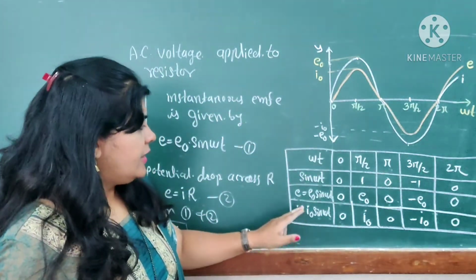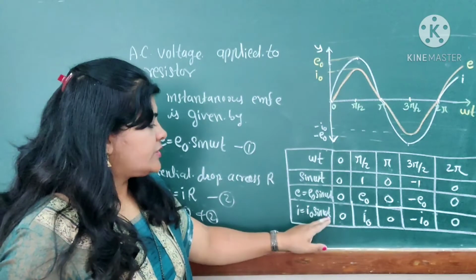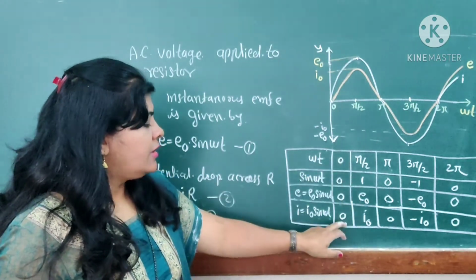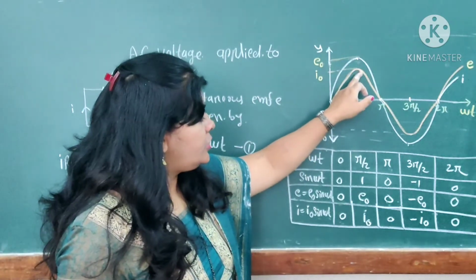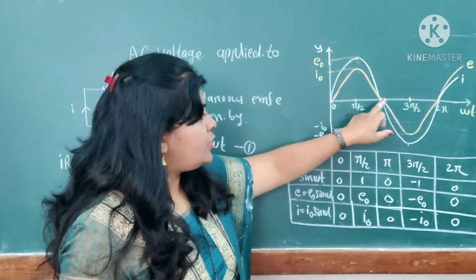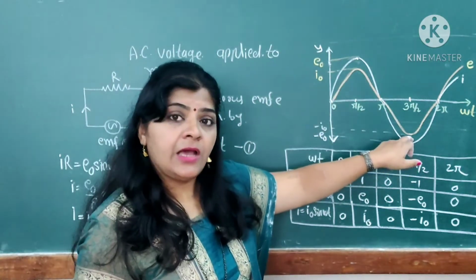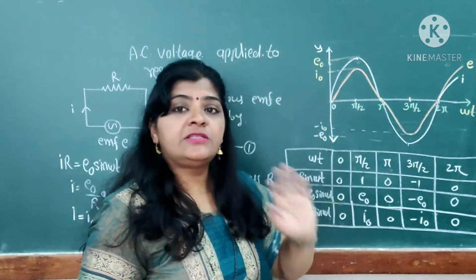Next is for the current. Current is equal to I naught into sin omega t. Use the different angles and plot the graph of it. 0. Next it goes to I naught, the maximum value. 0. Minimum value, minus I naught. Then again it comes to 0.